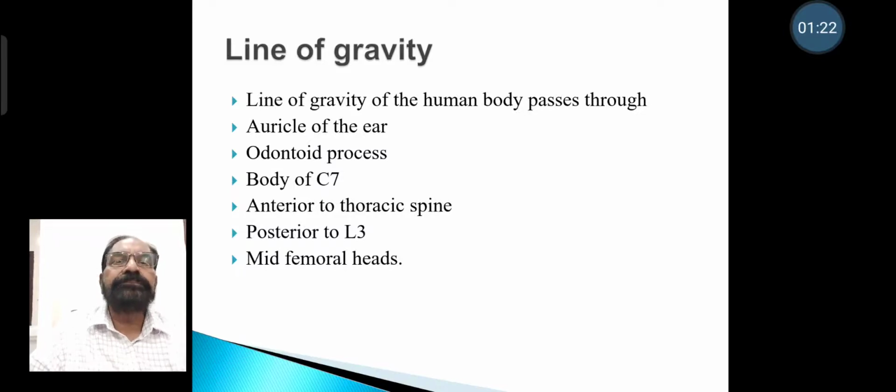Line of gravity. The line of gravity of the human body passes through the auricle of the ear, odontoid process, body of 7 cervical vertebra, anterior to thoracic spine, then posterior to L3, and it falls between mid-femoral heads.